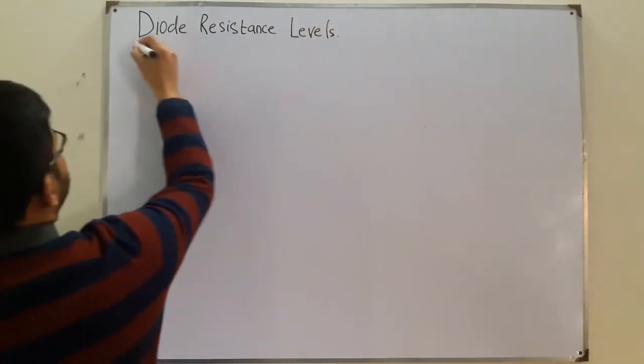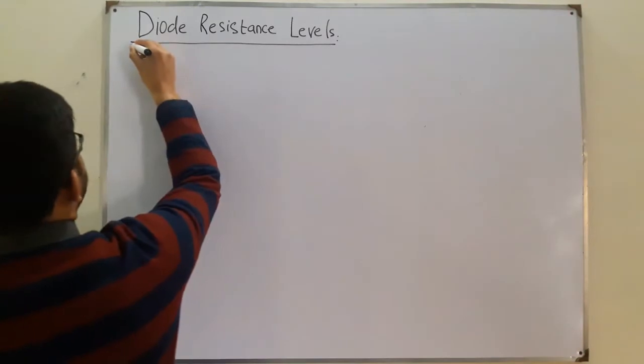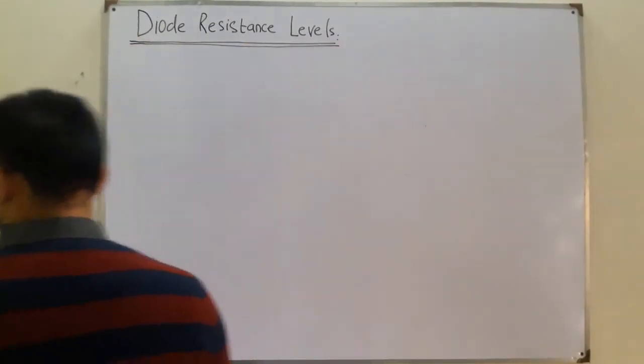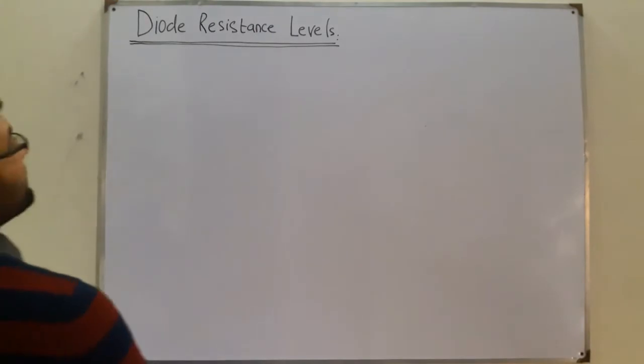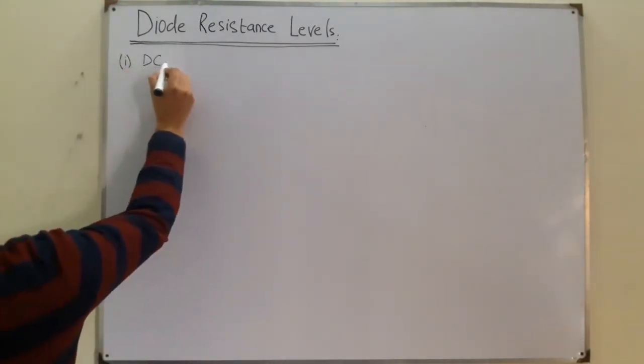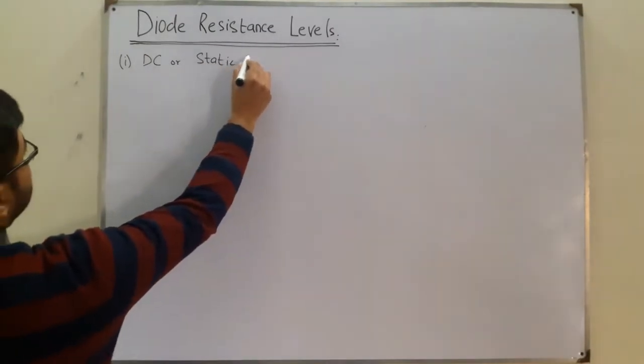So basically, there are three types of these diode resistance levels. Out of which the first we discuss in this video, and the name of the first is the DC or static resistance.